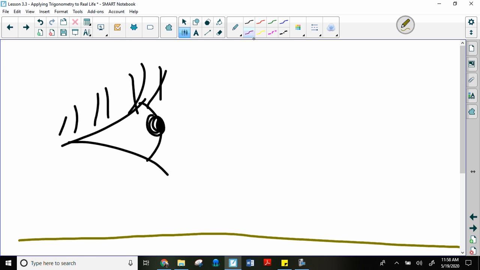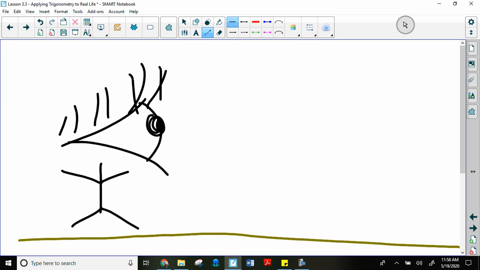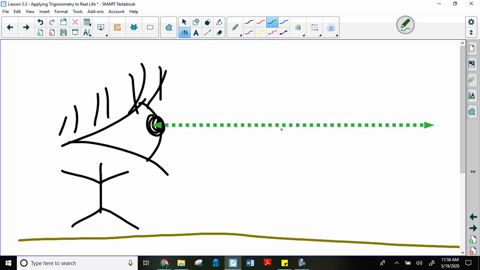Okay. So when you're standing there and your eyeball is looking straight across, you've created something called a horizontal. Let's pretend you're a cyclops. You've created something called a horizontal. And the reason we call it a horizontal is because it's parallel to the ground and it creates a horizontal line. So your horizontal is where your angle of elevation or angle of depression can come from.